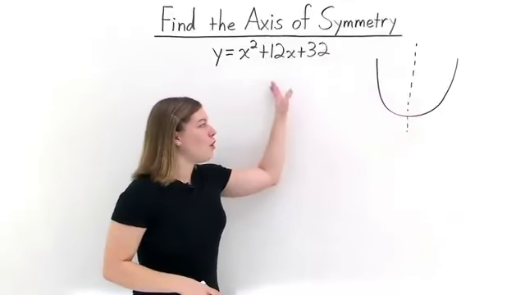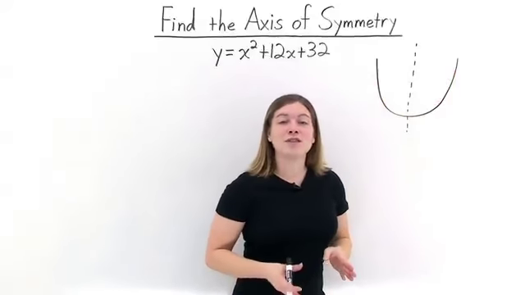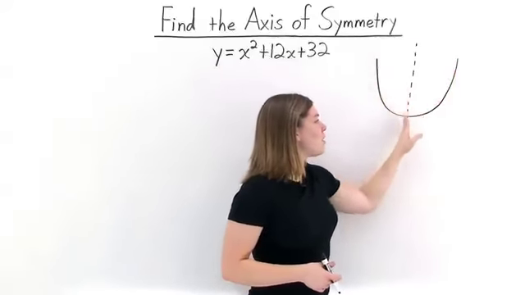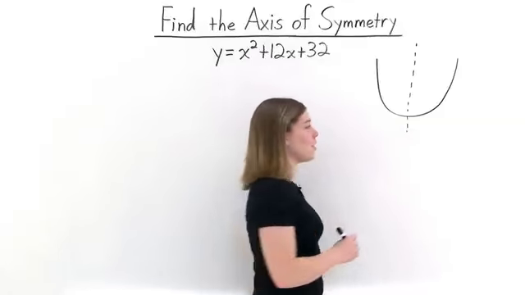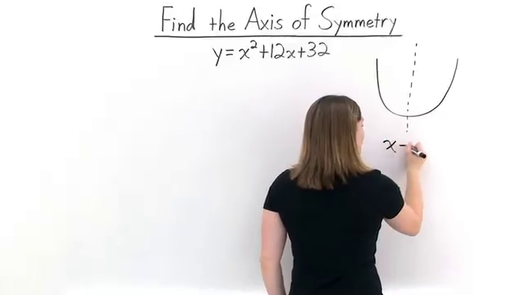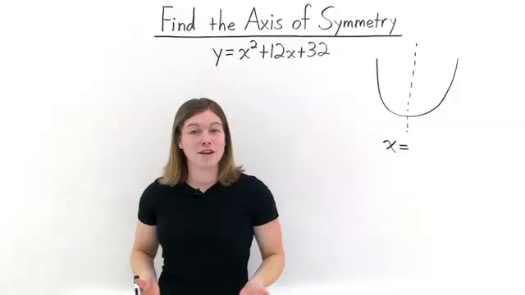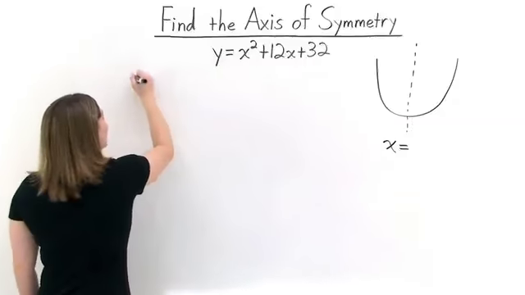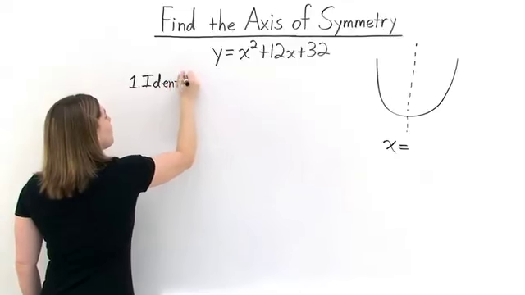So if we were to graph our equation, we'd get a parabola that looks something like this. The axis of symmetry would be the invisible vertical line that cuts this parabola in half. And since it's a vertical line, it'll be the equation x equals some sort of number. So now that we know what we're looking for, let's start by identifying a, b, and c in our equation.